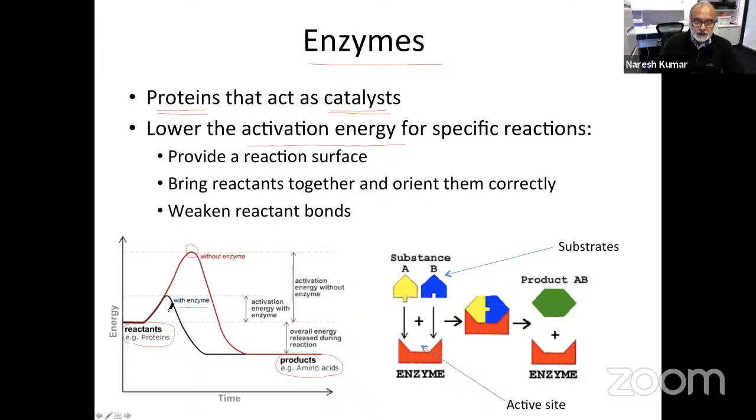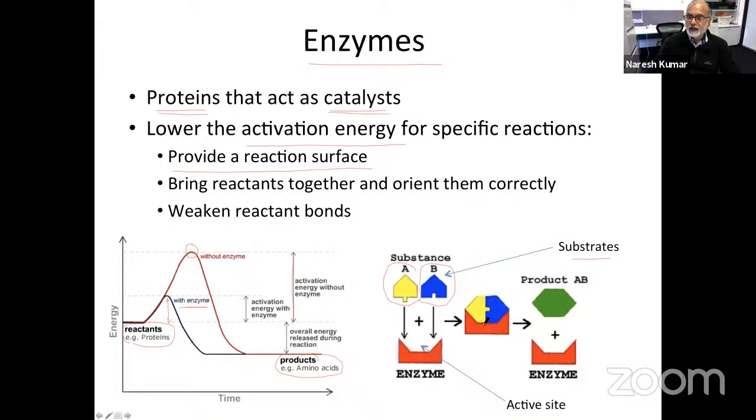So if you compare this energy with this energy here, without the enzyme, you can see that much more energy is required. And when enzymes are present, you can have these reactions happening in an easy manner. So the way the enzymes help the reaction is, the enzymes provide a reaction surface. So there's a reactant A, and there is a reactant B. These are your starting substrates. And the enzyme provides a space where both of these can go into the enzyme.